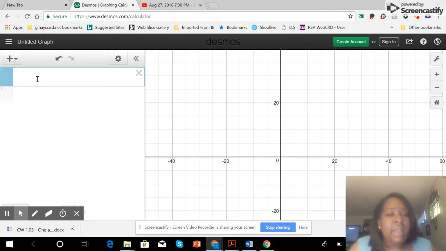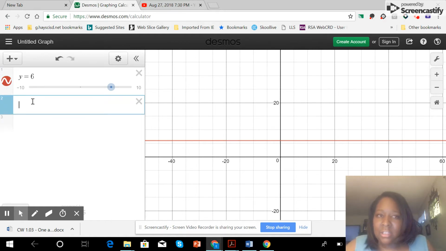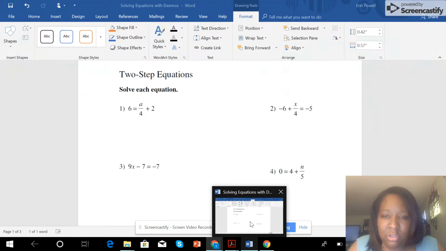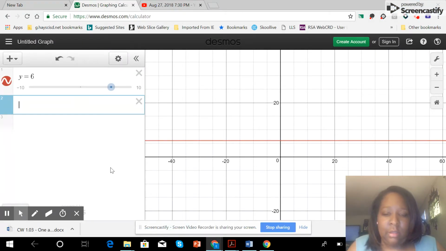On the left side of the equal sign, it says 6. So we're going to put y equals 6. And it graphed me a flat line. Check that out. And then on the other side of the equal sign, we're going to put, let me go back and check it again, just to make sure I'm right. A divided by 4 plus 2. So instead of A, we're going to use X.